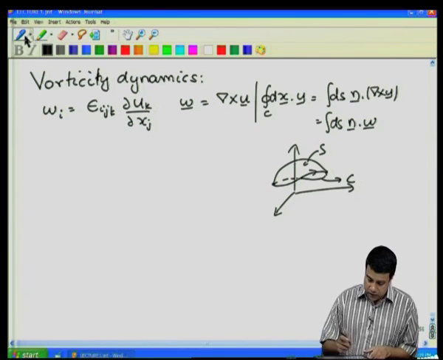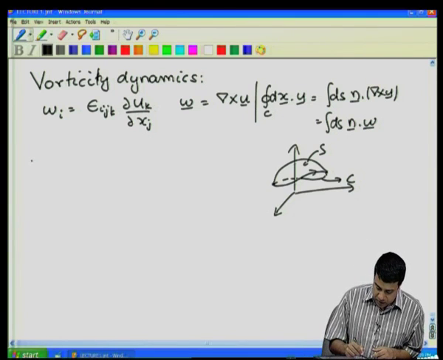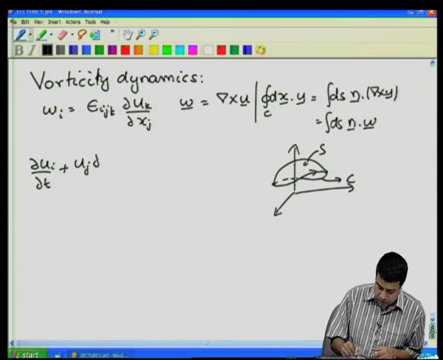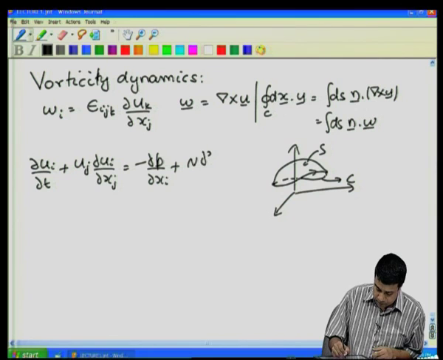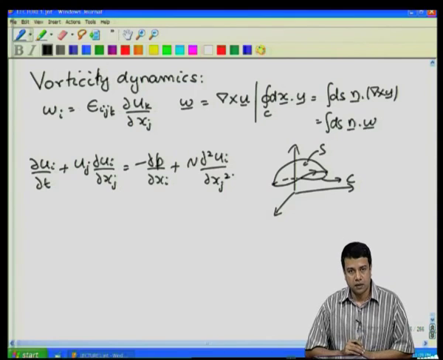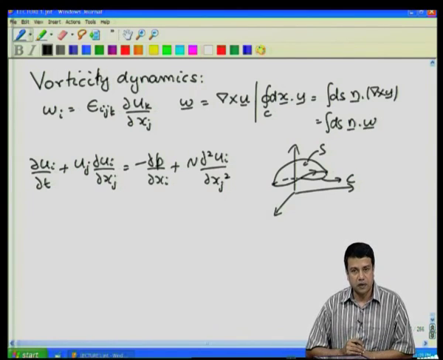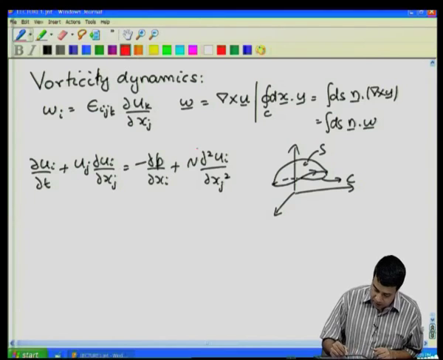If you recall, our Navier-Stokes momentum conservation equation can be written as partial u_i by partial t plus u_j partial u_i by partial x_j is equal to minus partial p, okay. We will take the curl of this to get the vorticity equation shortly, but first we can just note that many of these terms in this equation can actually be written in terms of the vorticity. Okay.